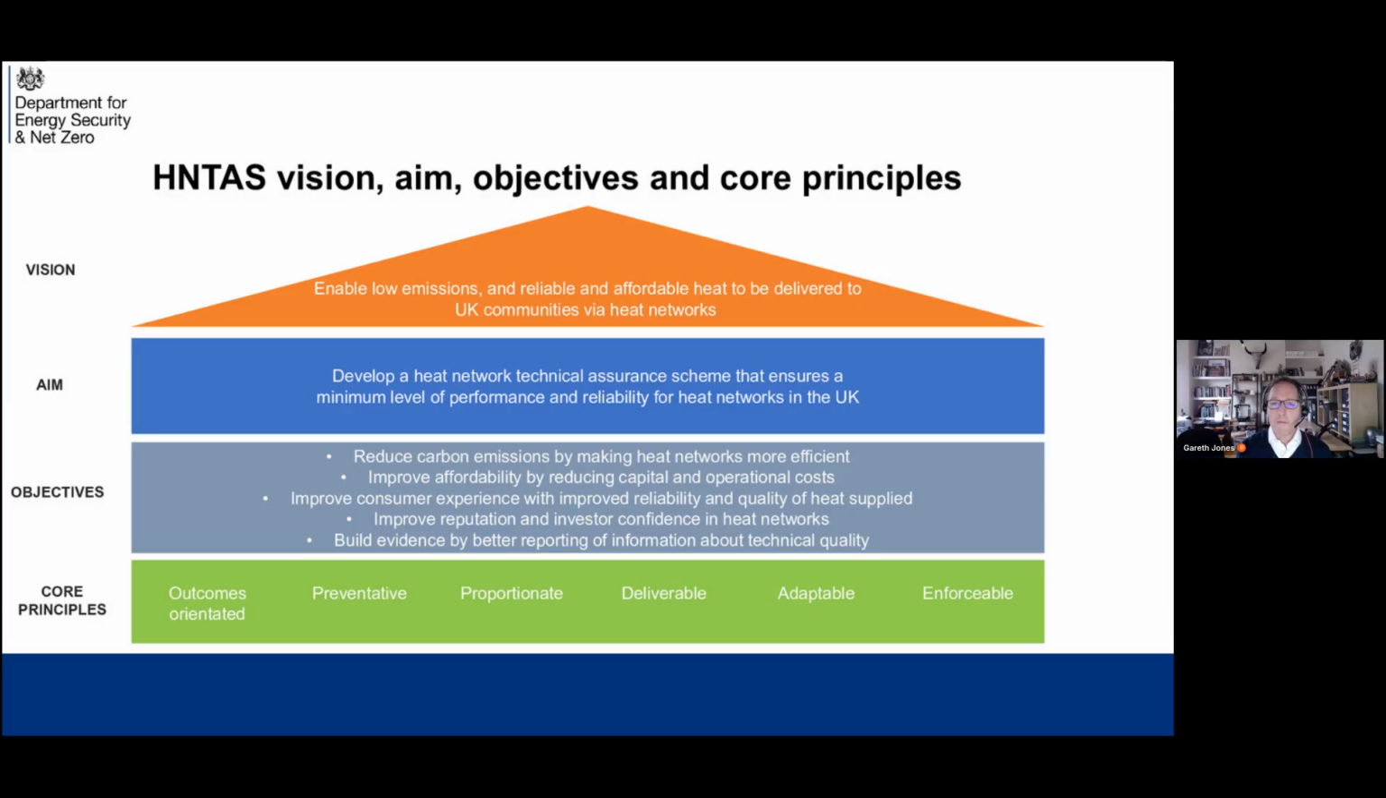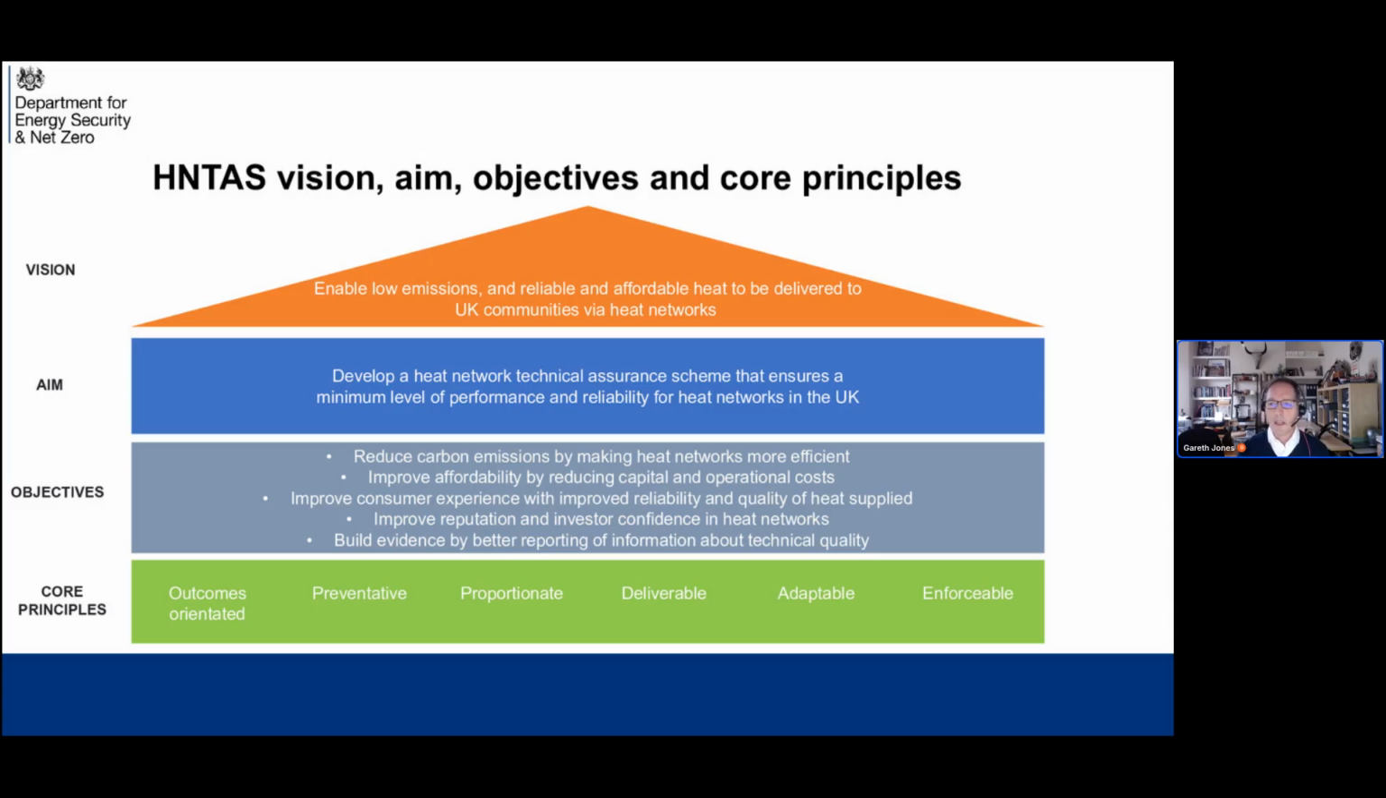So I spend quite a lot of time on this. This slide sets out the vision, aim, objectives, and core principles for the scheme. There was quite a lot of time spent on developing this, and early on there was a board formed of Ofgem, DESNZ, ScotGov, and Heat Trust. The one thing I will pick out is the aim, which is to develop a heat network technical assurance scheme that ensures a minimum level of performance and reliability for heat networks in the UK.